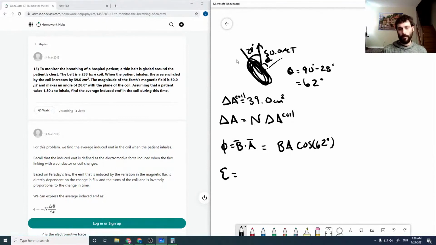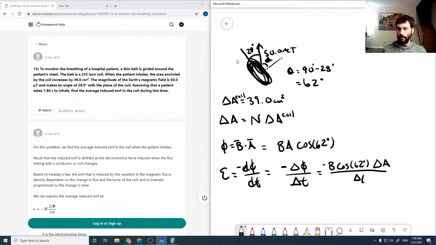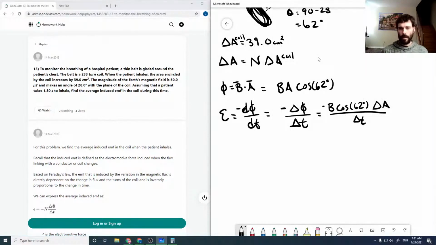Now we want EMF, so that's negative d phi by dt. We want average, and we've got a full time, so we're just going to turn this into deltas. So delta phi over delta t. Our B field isn't changing, so our delta phi is just B cosine of 62 degrees times delta A over our delta t. And as I said above, our delta A is just N delta A coil, so this is going to be minus B cosine of 62 degrees N delta A coil over delta t.